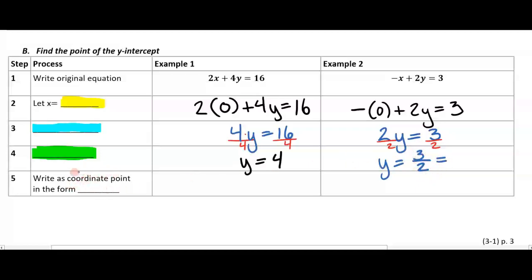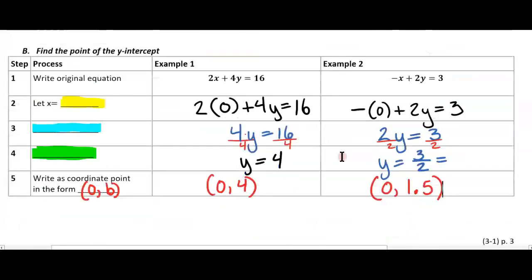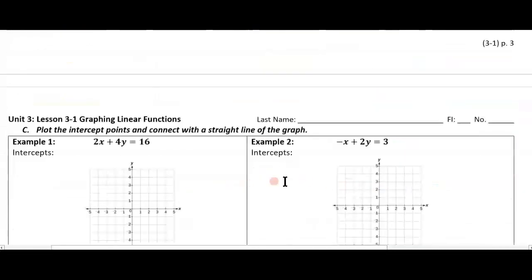We're going to write the coordinate point in the form (0, b), where x was 0 and b is my y-intercept. So in this case, the coordinate of my y-intercept will be (0, 4). And here, the coordinate of my y-intercept will be (0, 1.5). I find one great place for decimals in algebra is for plotting points. Basically only plotting points. All right. So now we know our x-intercepts and we know our y-intercepts. We can use those to graph.